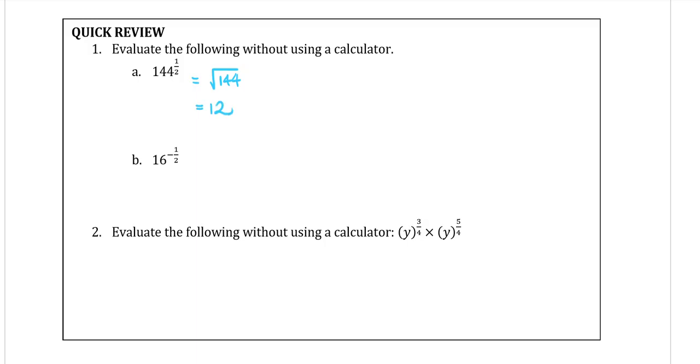In question B, we want to get rid of the negative power first by putting the indice on the bottom and changing it to a positive power of a half. Then we change the power of a half into a square root, and the square root of 16 is 4, so it will be 1 over 4.